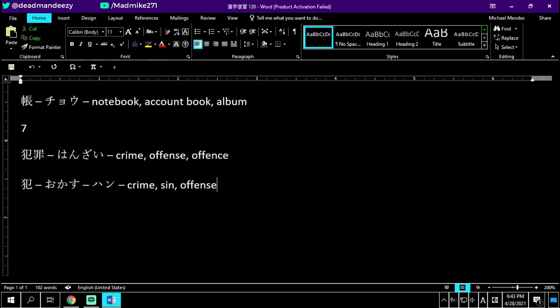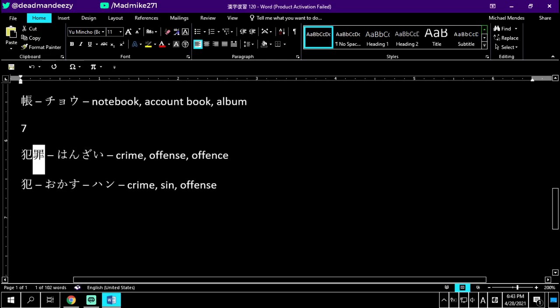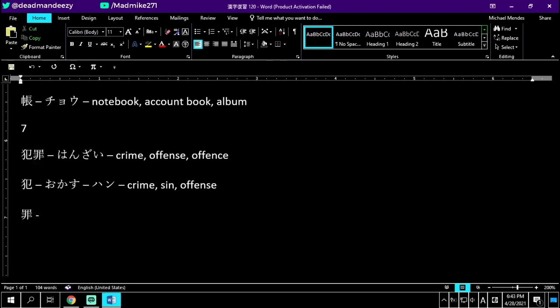Tsumi is a crime, a sin, or a defense, or an offense. Seal of an animal. Our next kanji is a net over a mistake. What do you do with criminals? You catch them. Which is why our second kanji here, kunyomi is tsumi, onyomi is zai.